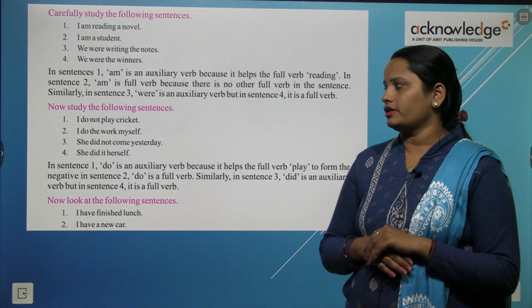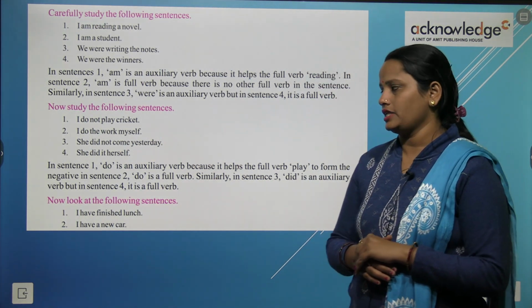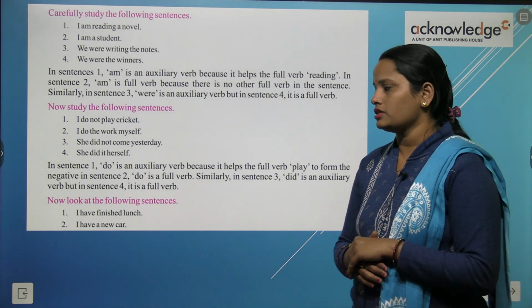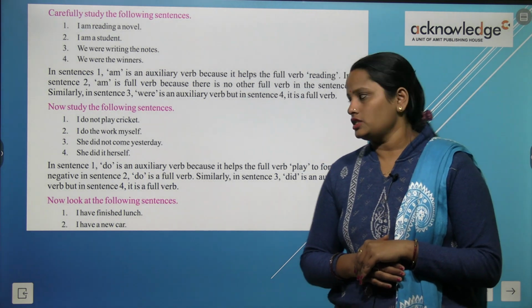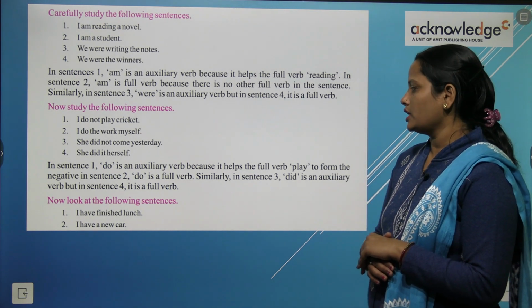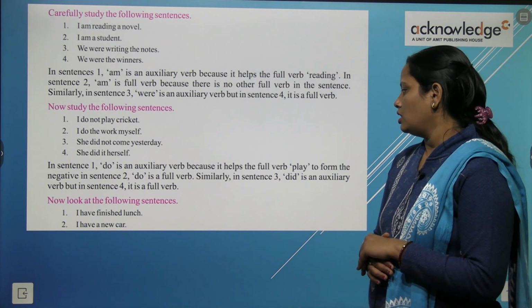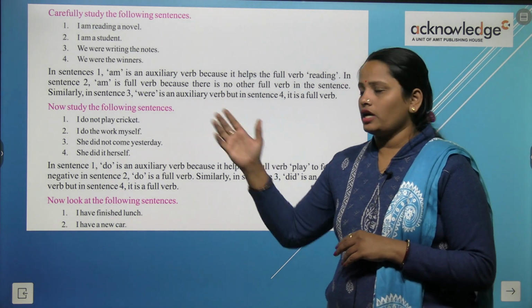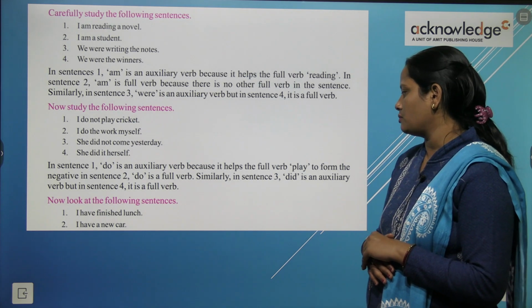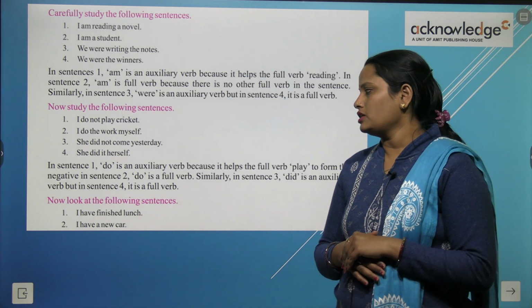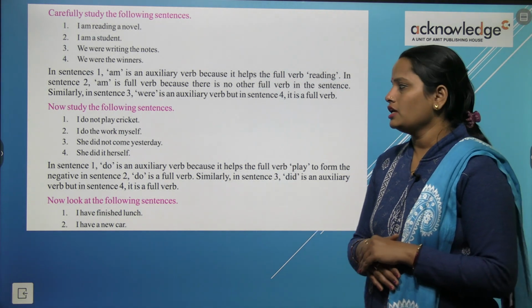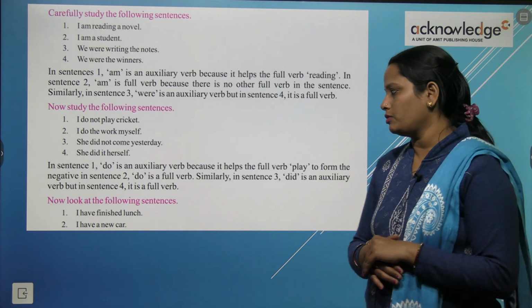I do not play cricket. I do the work myself. She did not come yesterday. She did it herself. So in sentence 1, do is the auxiliary verb because it helps the verb play. Do जो है यहाँ पे auxiliary verb का काम कर रहा है क्योंकि उसने play को help किया है. Play is the main verb here. And in sentence 2, do is the full verb. अब जो दूसरा sentence है उसमें do जो है हमारा main verb है.